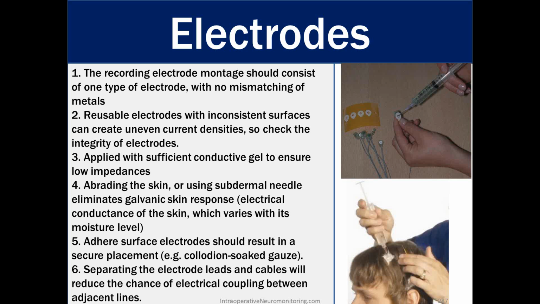Abrading the skin or using subdermal needles eliminates galvanic skin response, or the electrical conductance of the skin, which varies with its moisture level. Adhered surface electrodes should result in a secure placement. If you're using those EEG leads on the cup leads, then most people are using collodion soaked gauze, and you blow on it with the cold air, and it sticks pretty well to the head, and then you squirt that conducting gel in there just to make sure that you have a low impedance and a good contact. Separating the electrode leads and cables will reduce the chance of electrical coupling between adjacent lines.